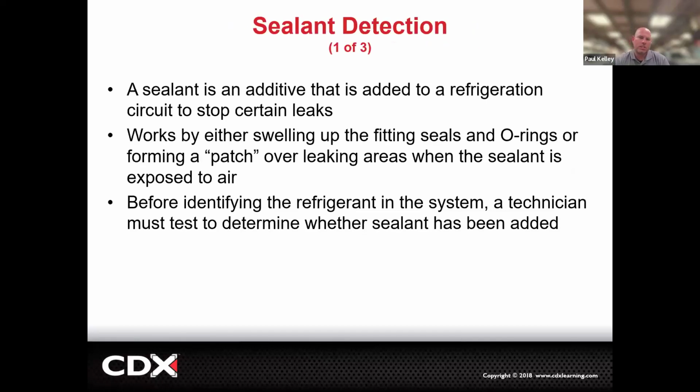So continuing with that, sealant. Sealant from our perspective in this class is bad.